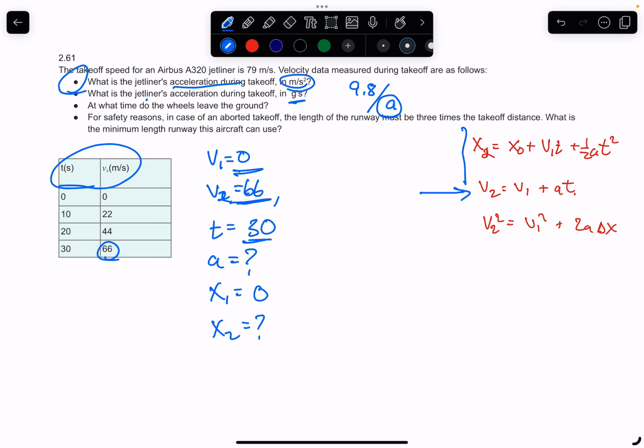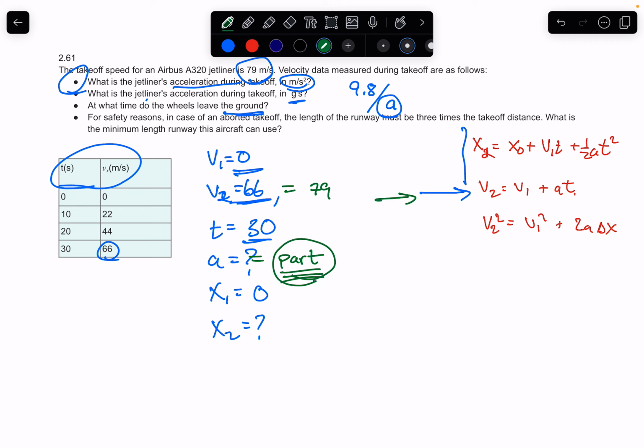And then, at what time do the wheels leave the ground? Now in that case, remember it says somewhere, his escape velocity, or his takeoff speed, is 79. So your V2 isn't 66, but 79. And you know what the A is from part A. So you know this number as well, right? Because now you're asking at what time it leaves the ground, so you're solving for time. In this case, you're going to use equation 2 again, but now you know what A is.